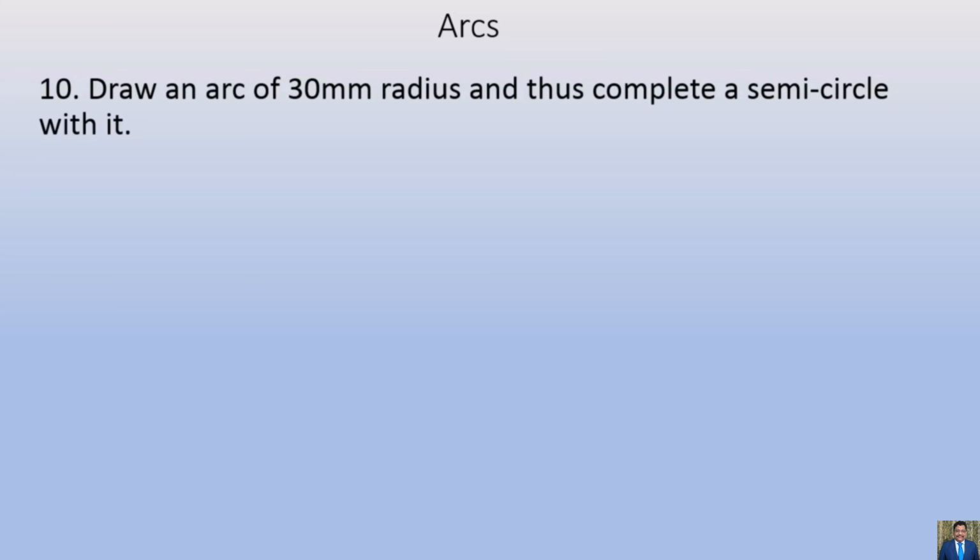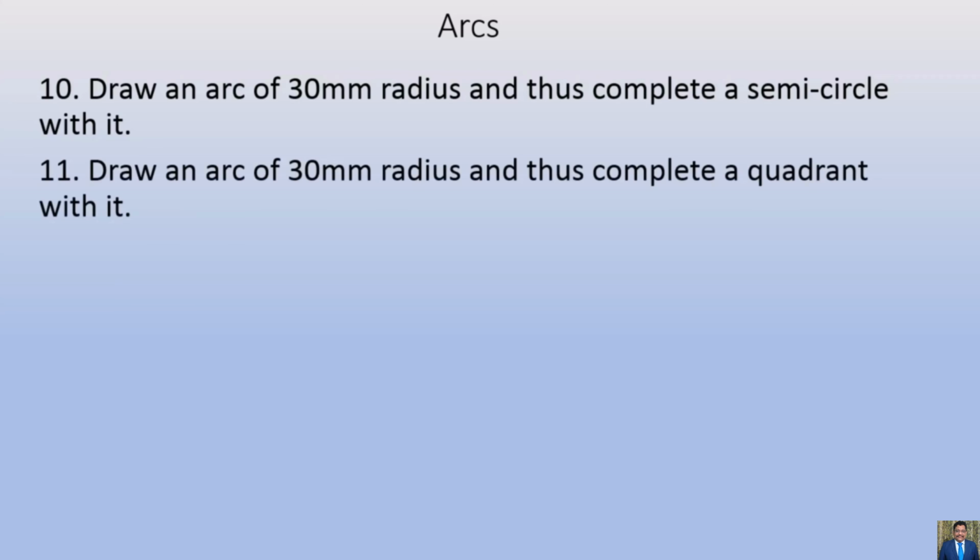Now we'll draw some arcs. Again we have to use compass here. The 10th question is, we have to draw an arc of 30 mm radius and we have to complete a semicircle. An arc is nothing but a smaller portion of a circle. That means we will not complete the circle. We will just leave the circle open. And in the 11th question also, we have to draw an arc of 30 mm and we have to complete a quadrant with it. So we have to see the difference between semicircle and quadrant here.